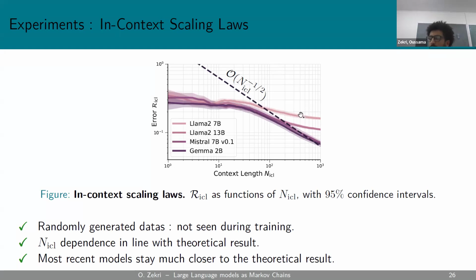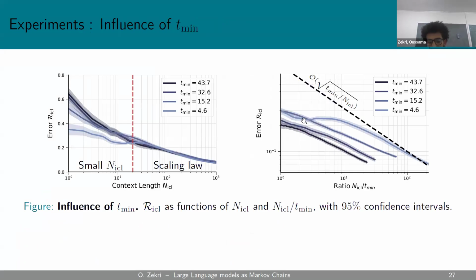Okay, the other term was the mixing time, and we wanted to see if it really acts like this. We also plot the error as a function of n, as previously, and what you can see is that the higher the mixing time is, the more difficult it is to decrease the error, and the n ICL needed will just be higher. So at the end, they will have the same rate, but there is really something with the mixing time.